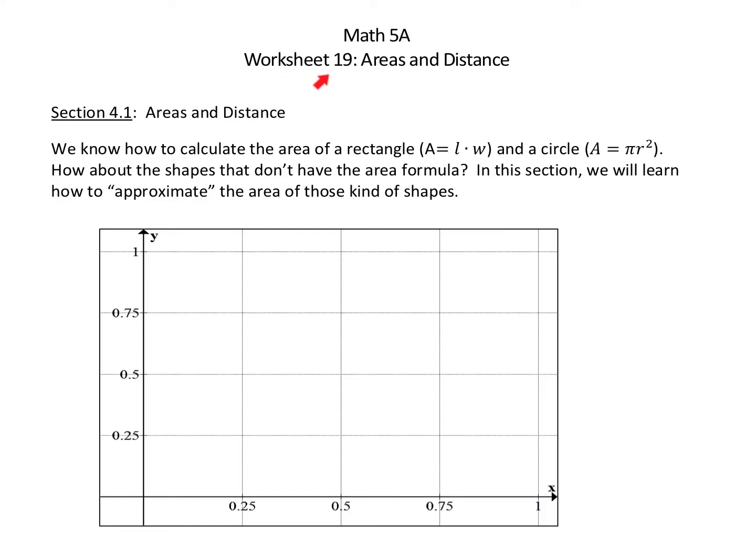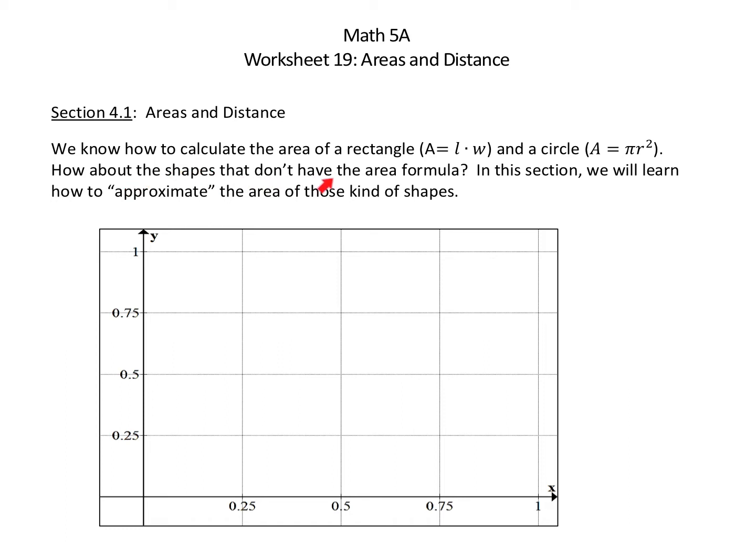All right, welcome to worksheet number 19, area and distance. We'll talk about different ways to calculate area and distance of certain things. We know how to calculate the area of a rectangle: length times width. We used that before. And a circle, area is pi r squared. So those are nice shapes, and we know the formula to calculate the area.